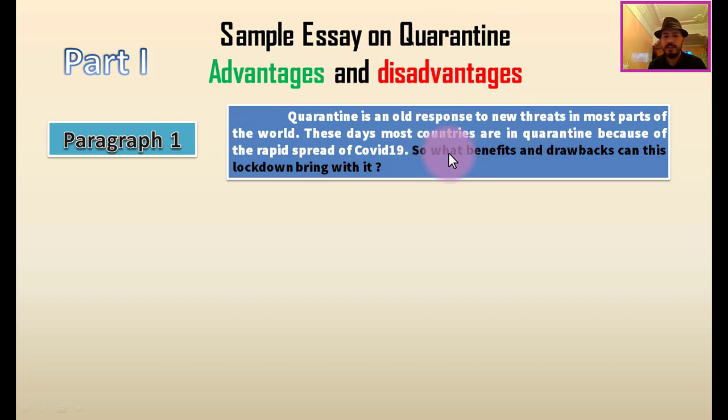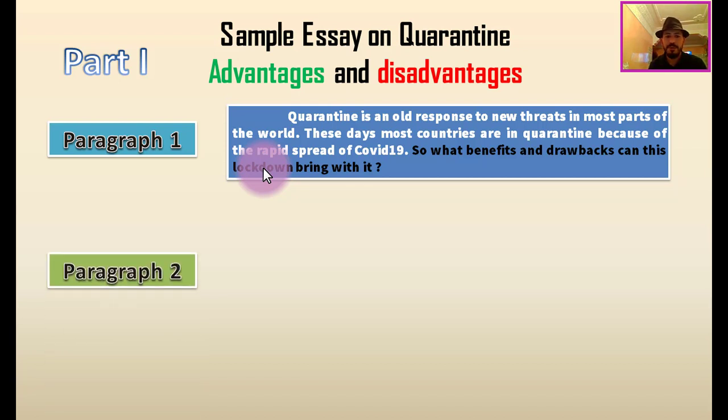And the last sentence: this is what I'm going to write about. I'm going to write about the benefits and the drawbacks. The benefits and drawbacks of what? Of lockdown. Here, by lockdown I simply mean quarantine, confinement.